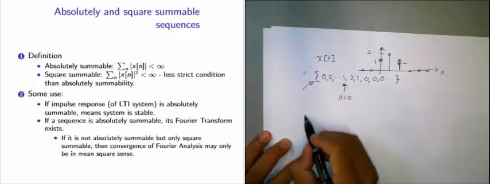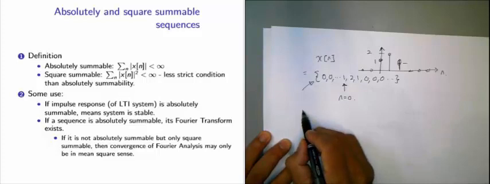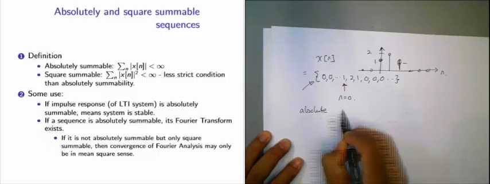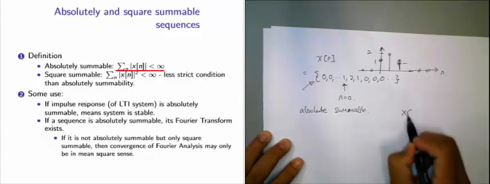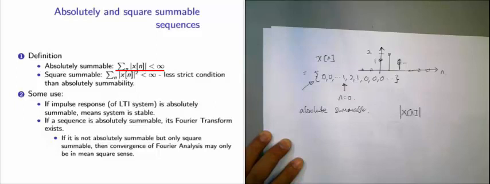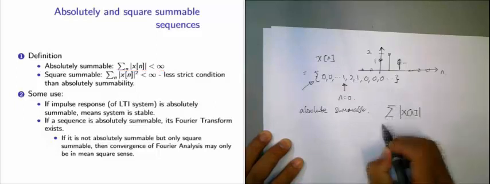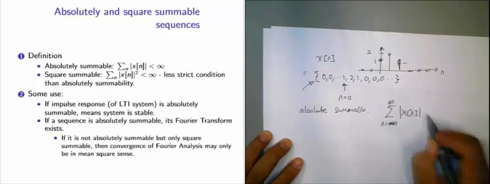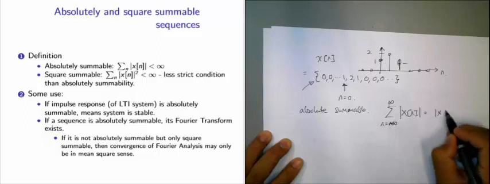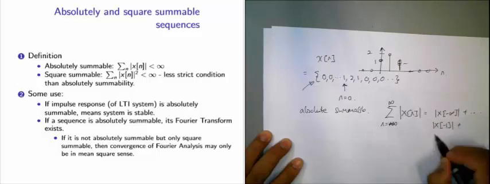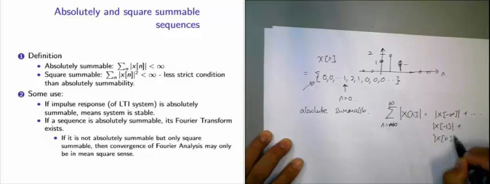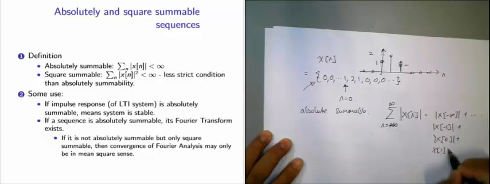Now the question is: is this sequence absolutely summable? So the word absolutely summable, first we apply absolute, meaning absolute value of x of n. Summable means let's add the values up for n equals minus infinity to infinity. So it is simply nothing but x of minus infinity plus x of, in this case, minus 1, plus x of 0, plus x of 1, and so on.